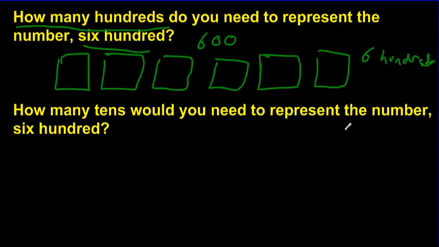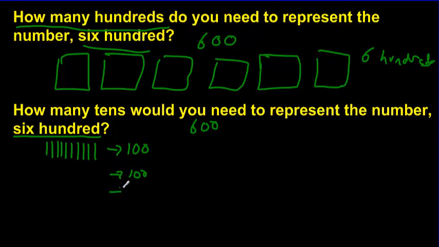How many tens would you need to represent the number 600? Now I'm not going to sit here and draw this because it's going to take a little too long. But just to give you an idea, 1, 2, 3, 4, 5, 6, 7, 8, 9, 10. That makes the value of 100. I need 600. So I'm going to have another row of 100. Let's pretend I drew them in. 100, 200, 300, 400, 500. I need one more. 600.